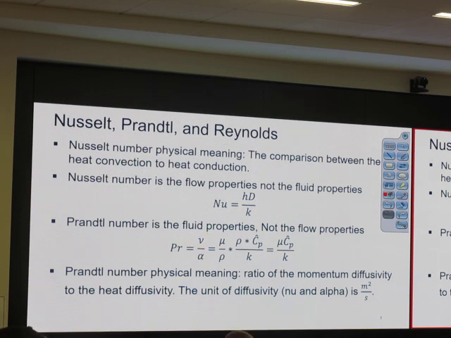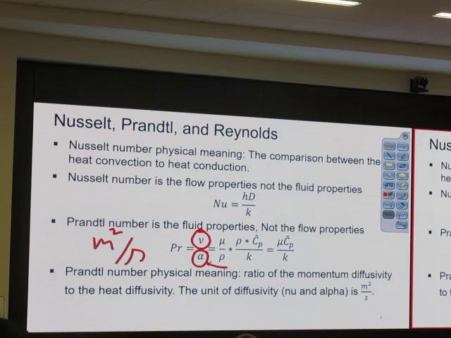I understand that this is a new concept, but not quite a new concept for mechanical engineering. So alpha is thermal diffusivity. The name of nu is momentum diffusivity. Both of them have the unit of meter square per second. So it tells how fast momentum will propagate or how fast heat will propagate. So Prandtl number tells whether heat transfer is better than momentum or not.